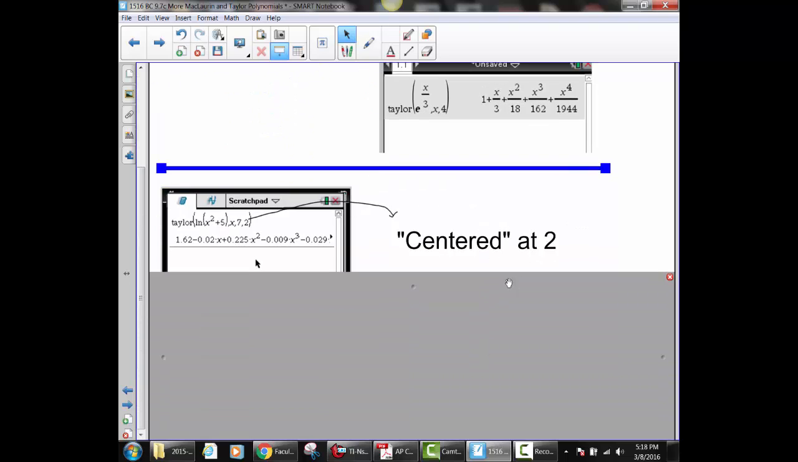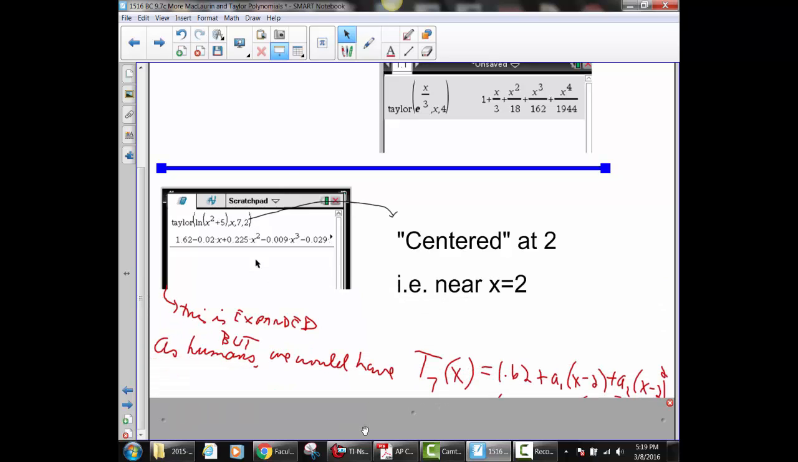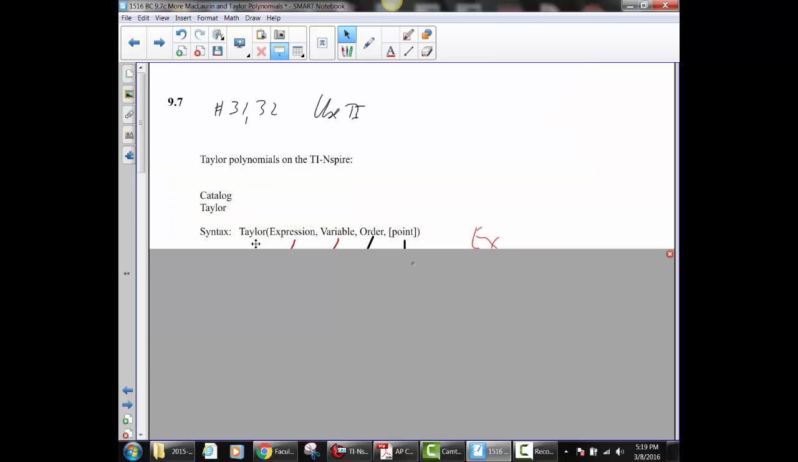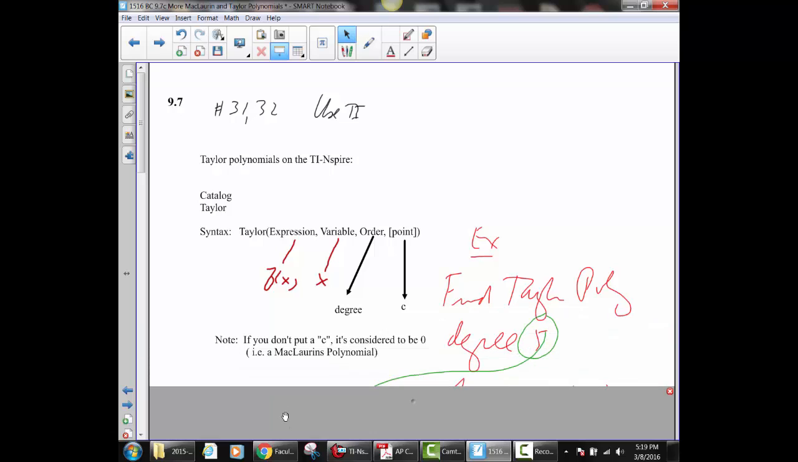If you want it centered at another number other than 0, you'll have to have a comma, whatever that number is. They've actually expanded it, and I will tell you that as human beings, we would leave it as whatever times x minus 2 plus whatever times x minus 2 squared. The calculator actually will expand it. Okay, so here's the directions. Go to catalog, Taylor. It's expecting your function, your variable, the order, which is the degree of the polynomial, and optional. If you don't put a fourth parameter, as I said, it'll be Maclaurin's.